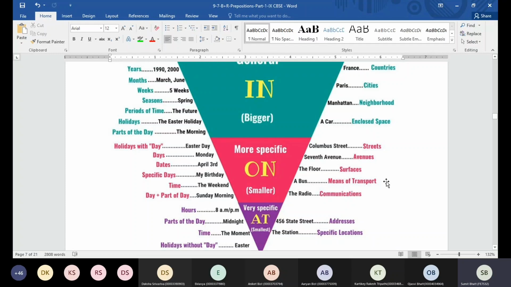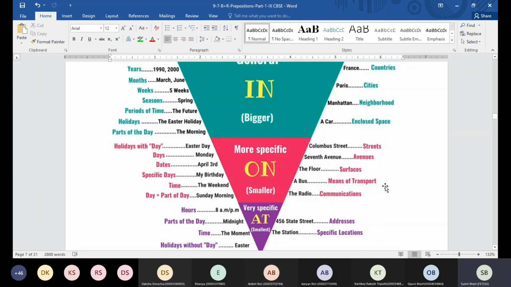On 7th Avenue, we can say on the first floor, we can say on the bus. When I say "on a bus", it means inside the bus, but on top of the surface of the bus. On the radio, we can say. If you refer to the means of communication, we use the word "on". Where did you hear the news? I can say on the radio.